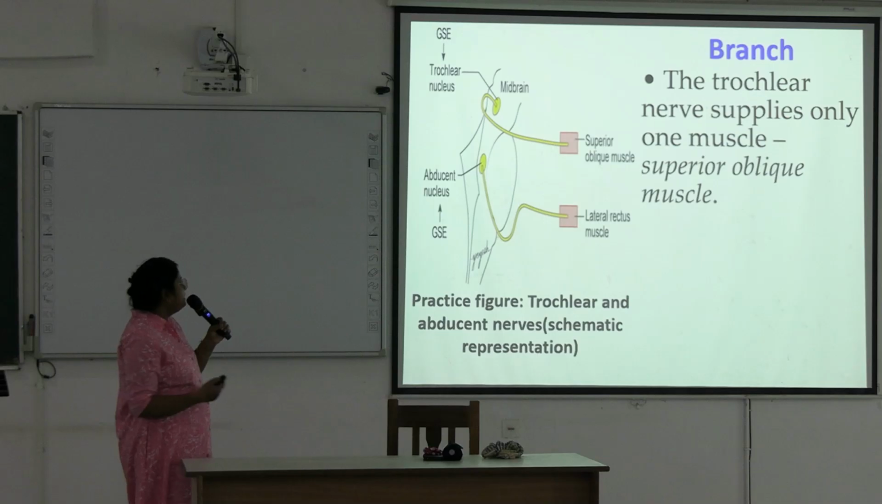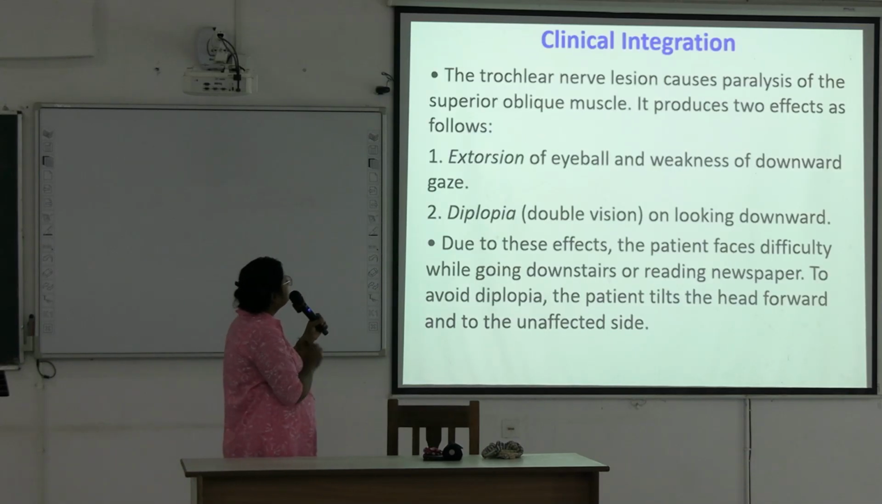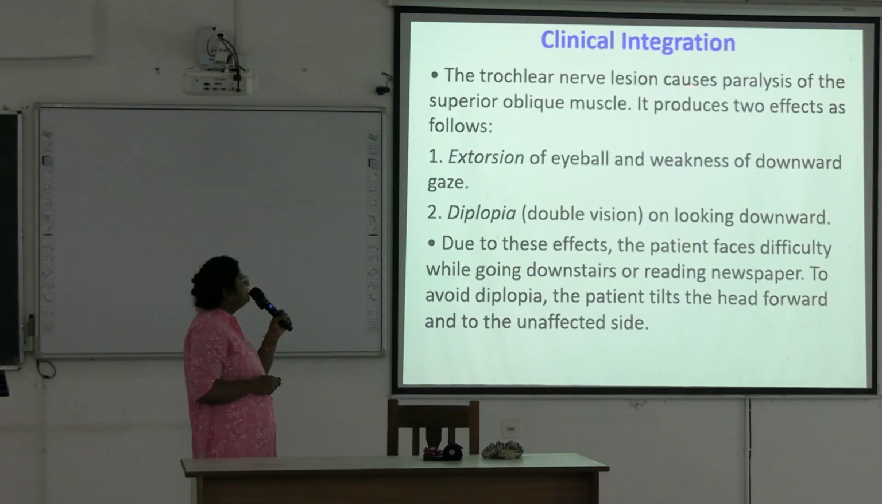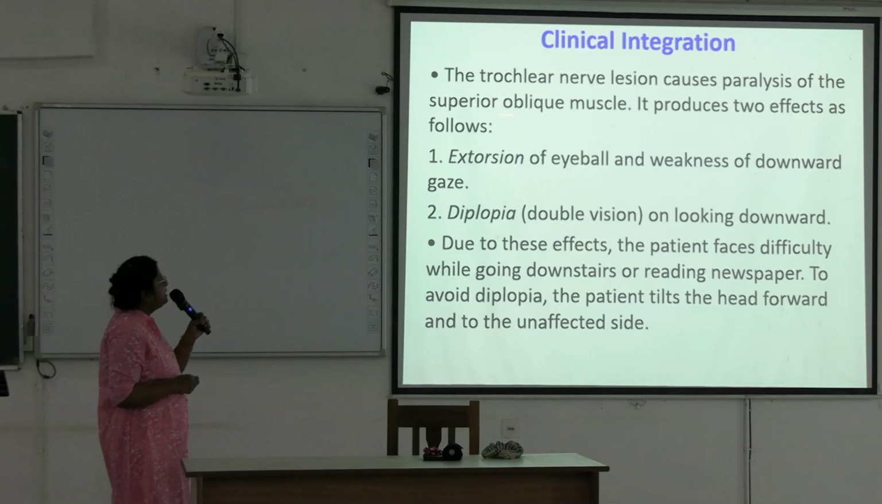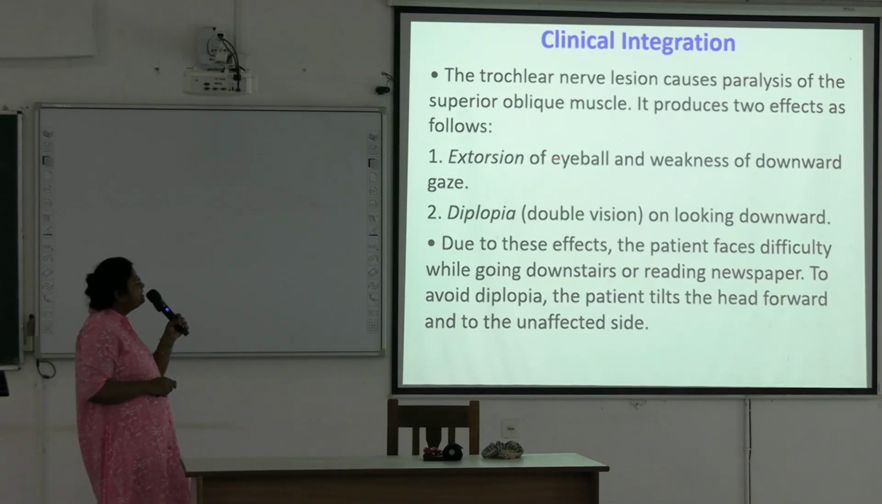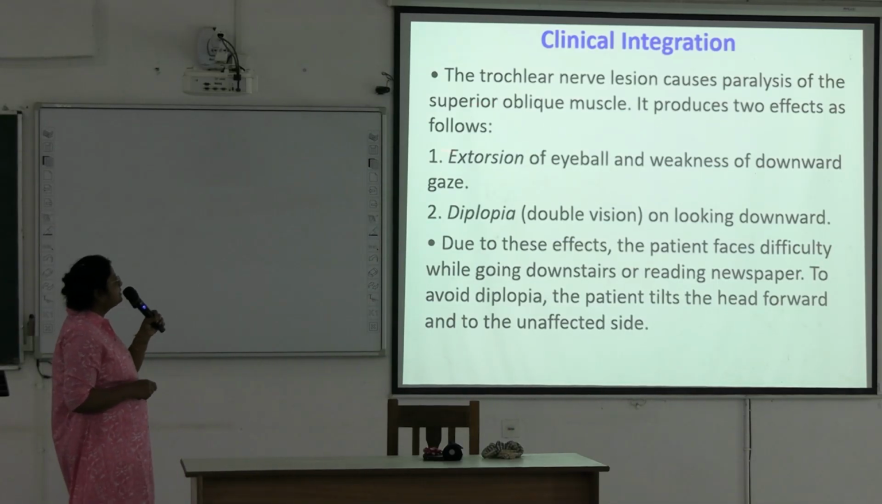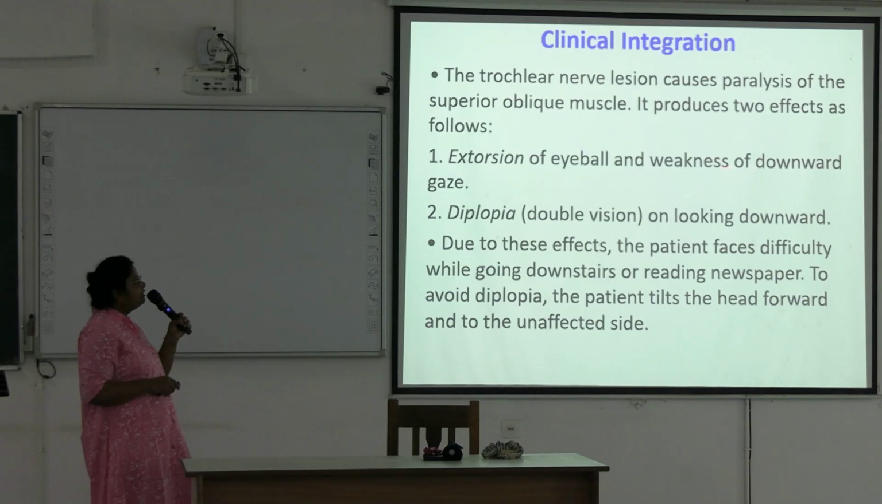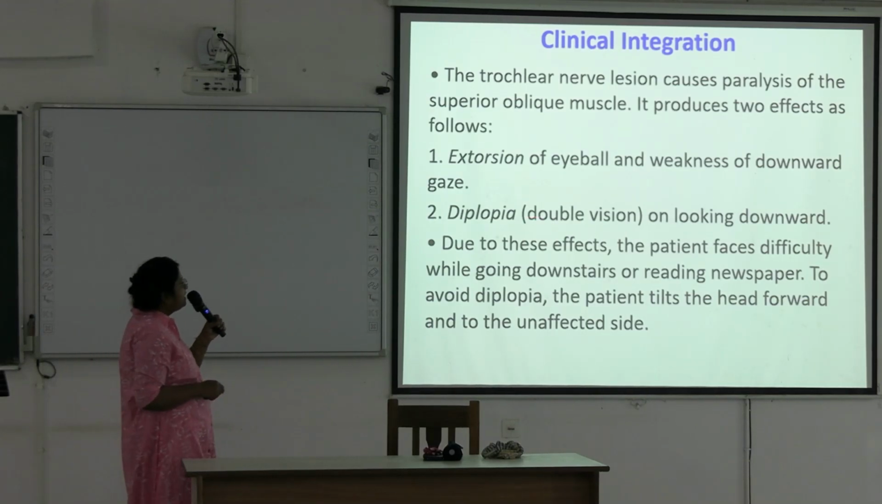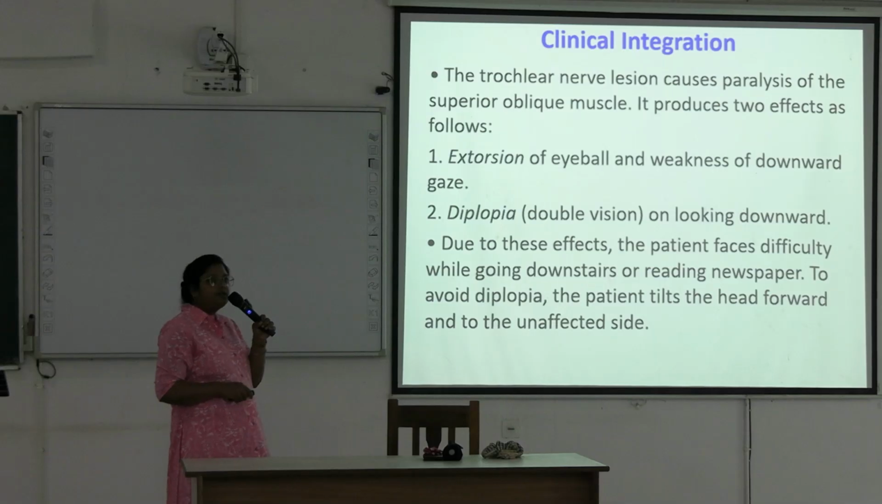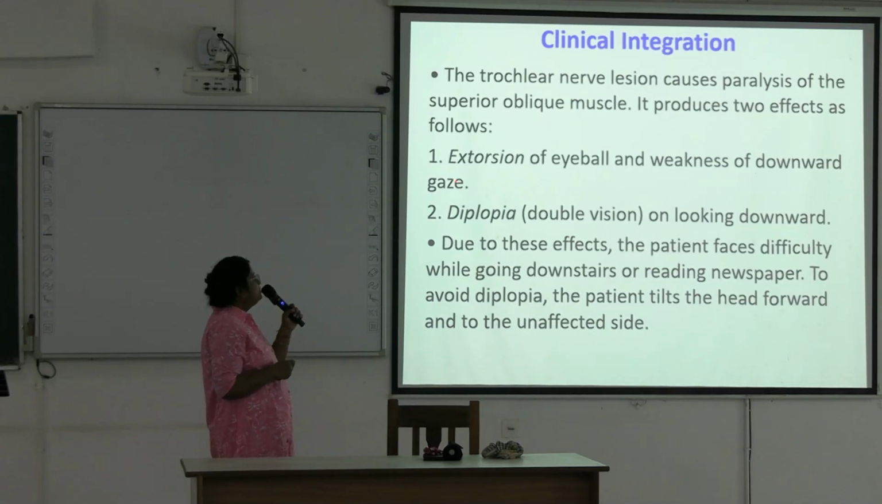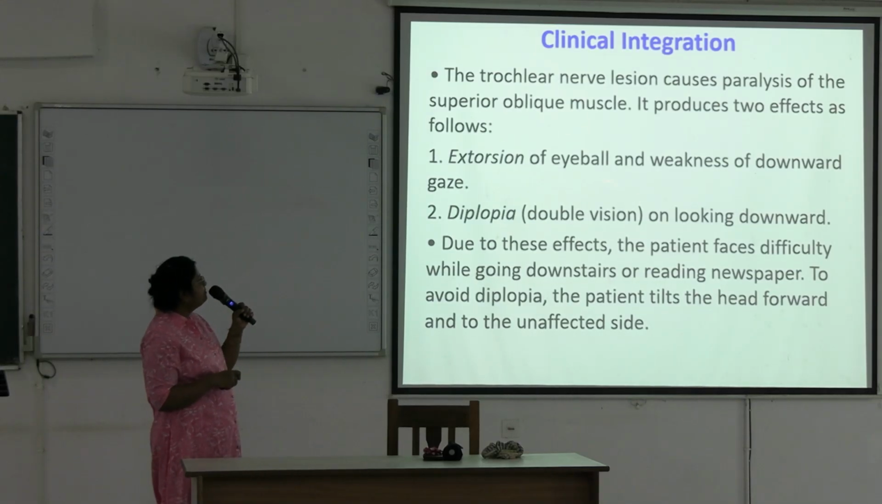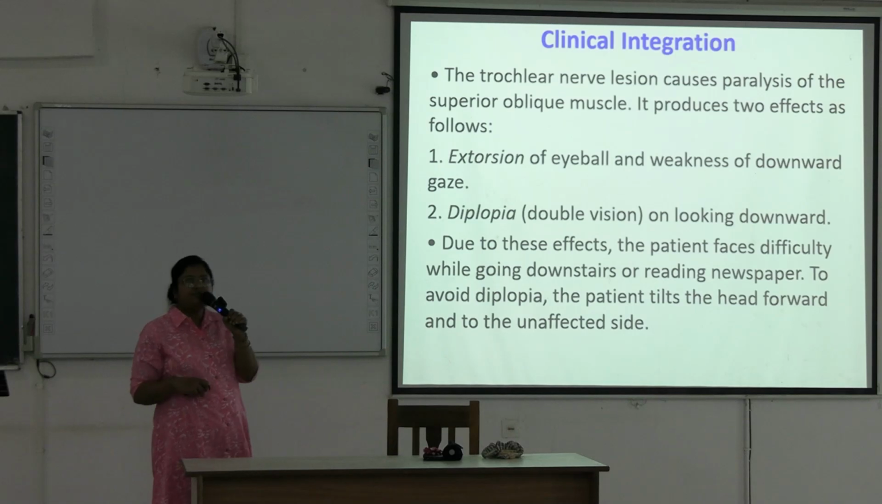Okay. Next. So the trochlear nerve lesion causes paralysis of the superior oblique muscle and produces two effects: extortion of the eyeball and weakness of the downward gaze, and there will be diplopia or double vision on looking downward. Okay, so these two will be the symptoms of trochlear nerve lesion.